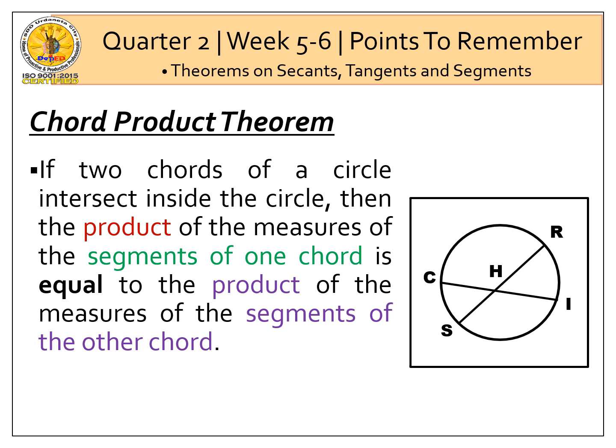In the figure, line segment CI and line segment RS are chords of the circle and intersect at point H inside the circle. Therefore, if we multiply the measures of line segment CH and line segment IH, which are segments of chord CI, it is equal to the product of the measures of line segment RH and line segment SH, which are segments of chord RS. Then we arrive at this equation.